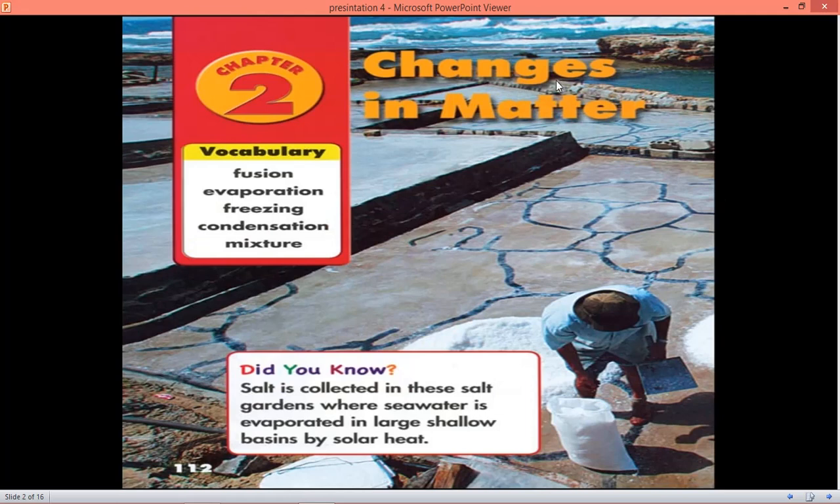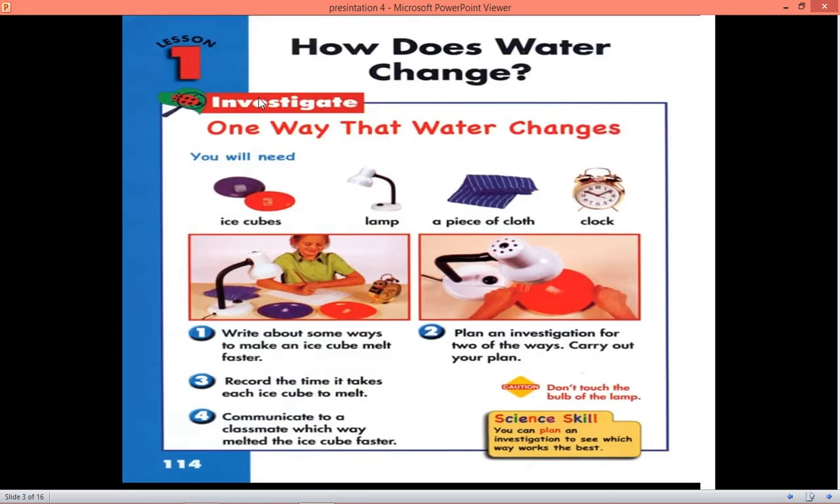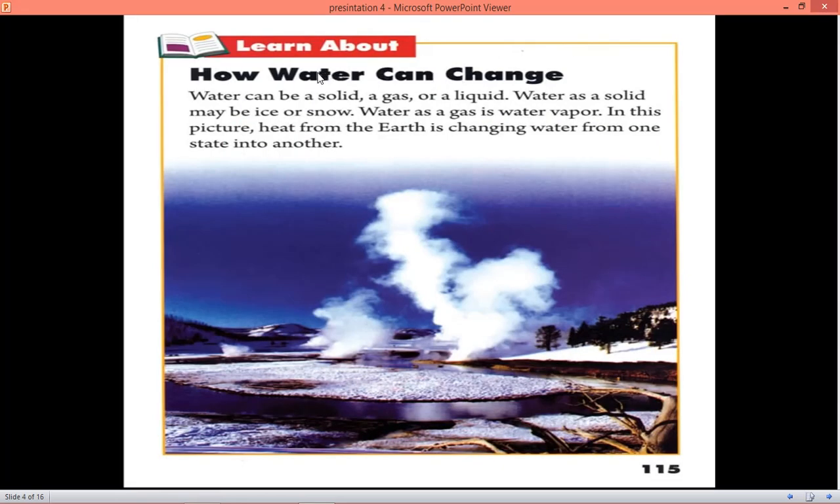Today's topic, changes in matter, which is in Unit 3, Chapter 2. In Chapter 2, Lesson 1, we will learn how water changes. Then I'm going to explain how water can change.